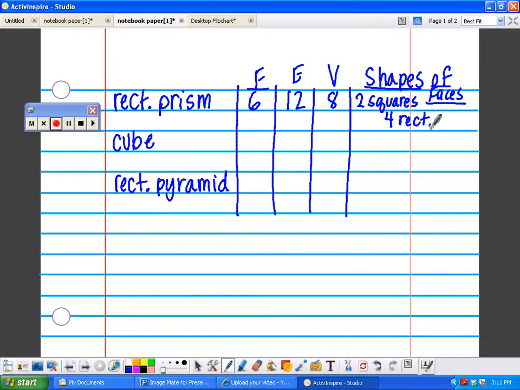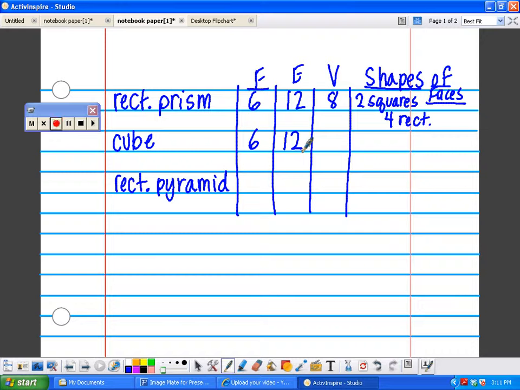Edges. You ready? Let's trace the sides, and then the connectors. I think that's a little bit easier. Over here I have a square, right? It's a cube. 1, 2, 3, 4. Over here I have another square. 5, 6, 7, 8. Connectors. 9, 10, 11, 12. 12 edges. Vertices. Ready? 1, 2, 3, 4, 5, 6, 7, 8.